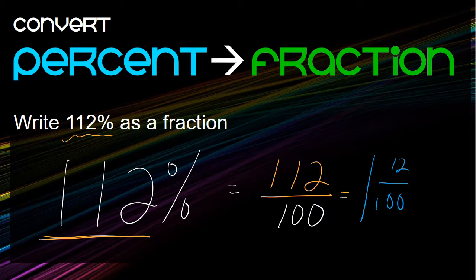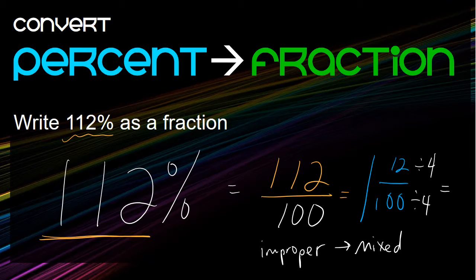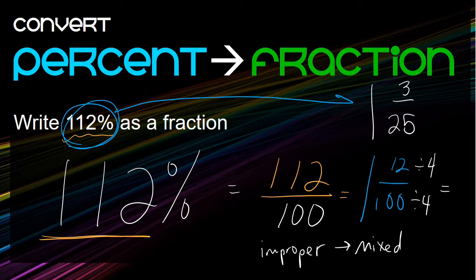We changed our improper fraction to a mixed number. And when we simplify our fraction, we just divide the numerator and the denominator by 4. So that gives us 1 whole and 3/25. So when we go from our percent, 112%, as a fraction, it gives us 1 and 3/25.